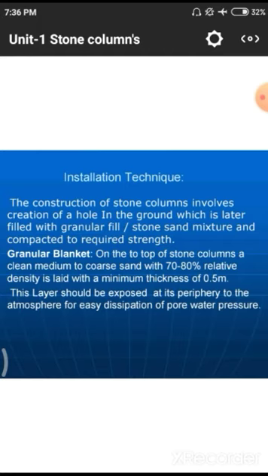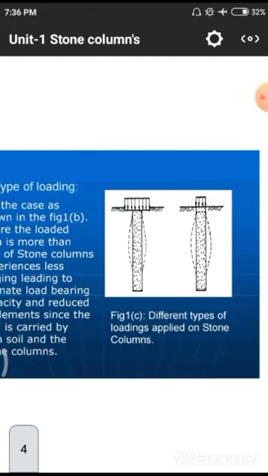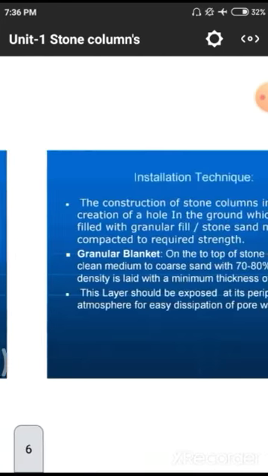There may be a huge amount of dissipation of force like this. In this column there may be a huge amount of force dissipation to the surrounding soil in the first diagram itself, but in the case of the second diagram there may be less chance of force dissipation.